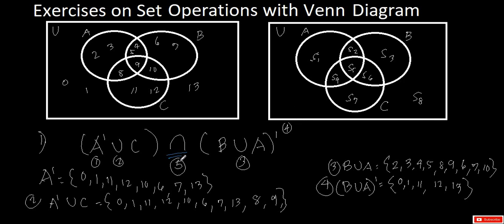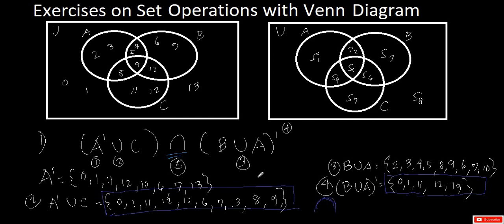Now let's have the final step, where we perform our main operation, intersection. The result from step 1 and step 2, this one, is A complement union C. And the result of step 4 is this one, the complement of B union A. So we are going to take the intersection of these elements obtained from step 1 and step 2 and the elements obtained from step 3 and step 4.